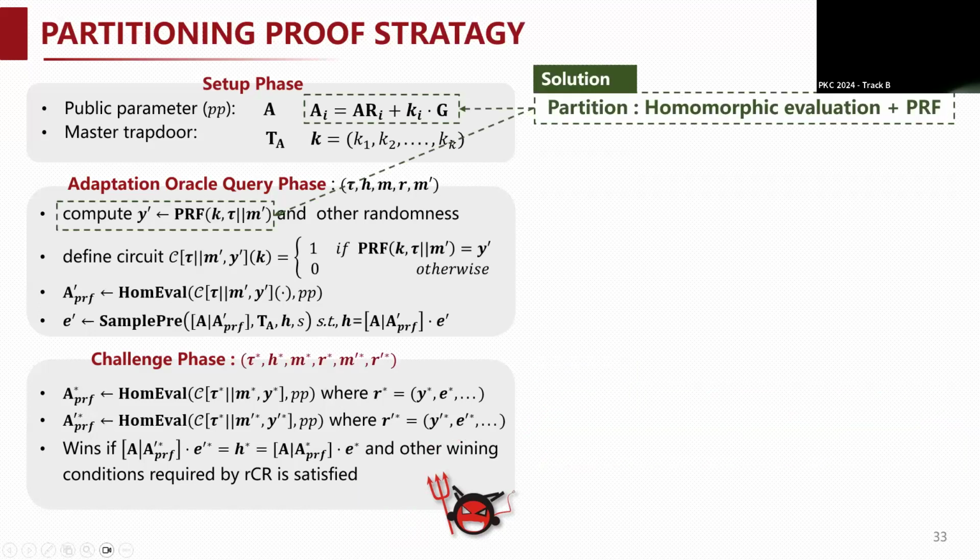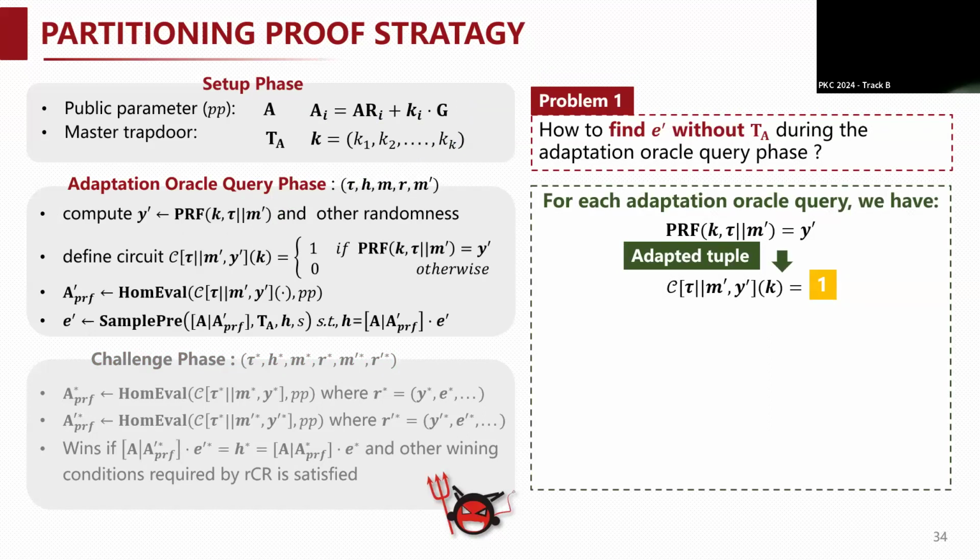To solve these problems, we resort to a partitioning strategy implemented by homomorphic evaluations and PRF. We will embed the PRF key K in matrix A_i by computing A_i as A times R_i plus K_i times G. Here, R_i are randomly chosen short matrices, and G is the gadget matrix. Besides, for each adaptation query, we compute Y prime as a PRF value of tau and M prime.